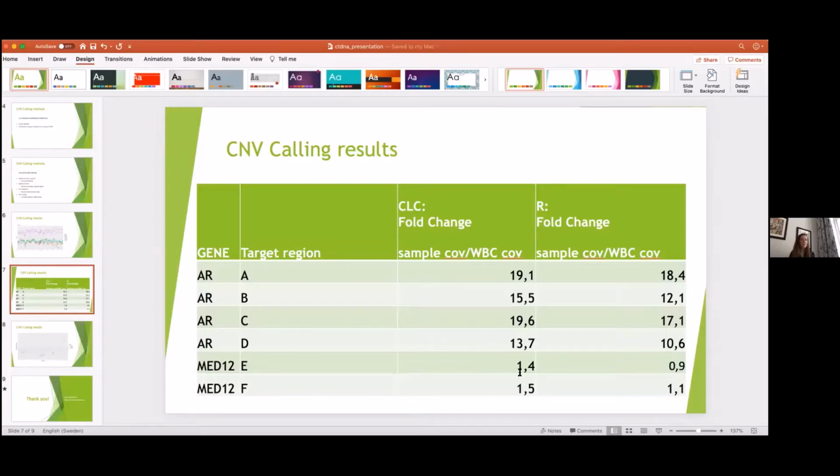And if it's around 1, like it is here for this gene, that means that it has no amplification or deletion, because it's the same coverage as in the white blood cell sample. So even though the values are not exactly the same for the copy number, they both indicate that for these regions in the androgen receptor, it's a copy number gain in both methods.